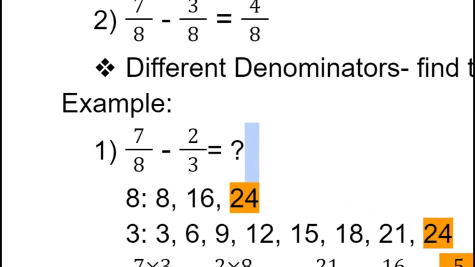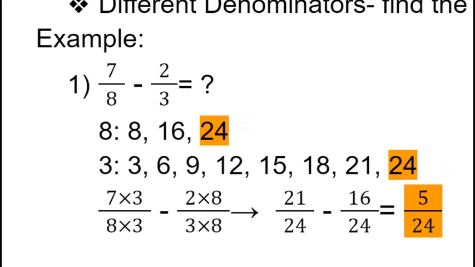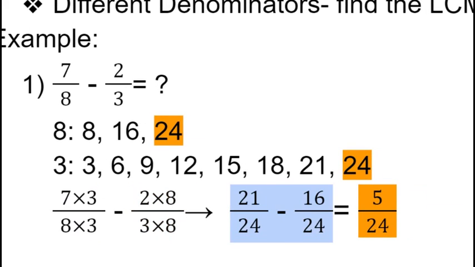Say you have 7/8 minus 2/3. You list all the multiples of 8 and 3 until you get the least common one. For 8 it's 8, 16, 24, and for 3 you have to go all the way to 24 so that they can match. 8 times 3 is 24. Whatever you do to the bottom, you do to the top. And 3 times 8 is 24. Whatever you do to the bottom, you do to the top. And so we get a common denominator of 24. 7 times 3 is 21, and 2 times 8 is 16. And 21 minus 16 is 5. So the final answer is 5/24.